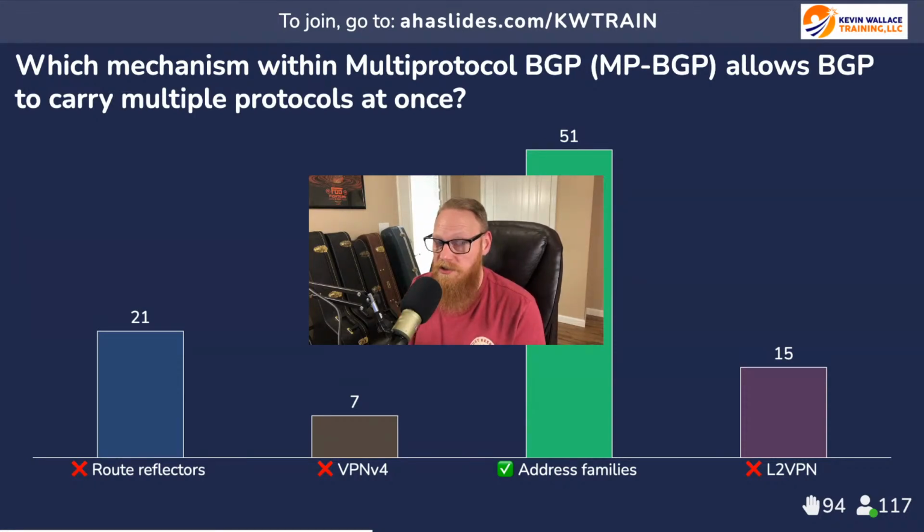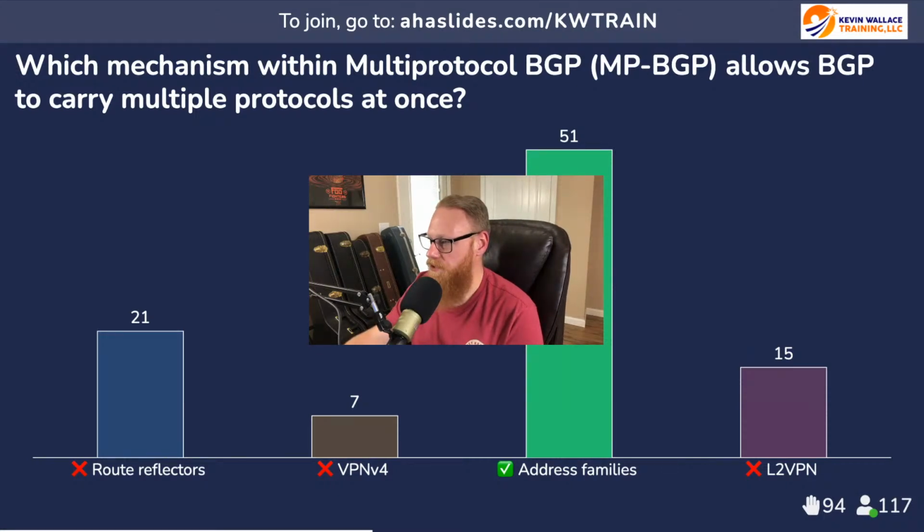BGP will default to an IPv4 address family if we don't indicate a specific version. And that would be, of course, dedicated to carrying IP version 4 routes. Other address families can be defined for other protocols depending on the iOS platform, including IP version 6, VPN version 4, and VPN version 6 address families. So we do have several options there.